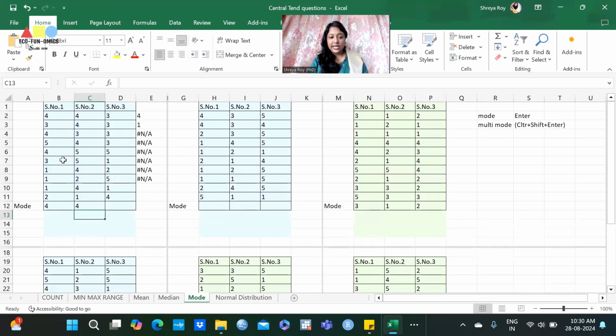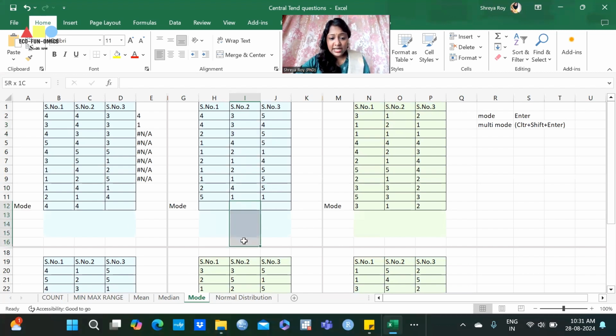Repeating, if you are looking for singular mode, you will write MODE, open bracket, select the cells, close bracket, enter. But if you have a multi-mode, I don't know which one has a multi-mode anymore, I'll have to look for it. This is 4, 1, 1, 1, 2, 2, 3, 4. Okay, I think this has a multi-mode situation.